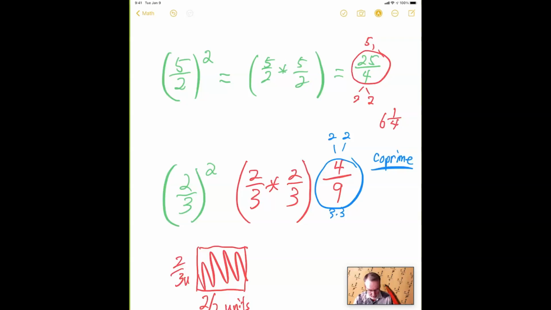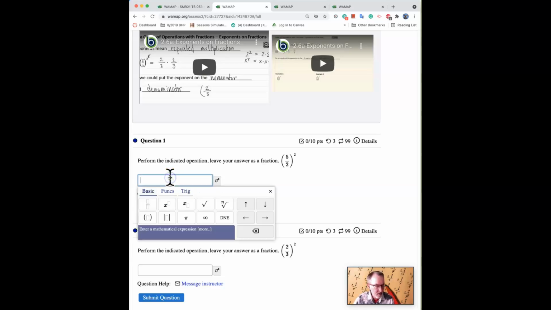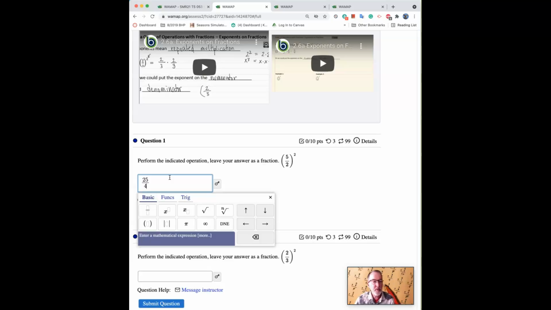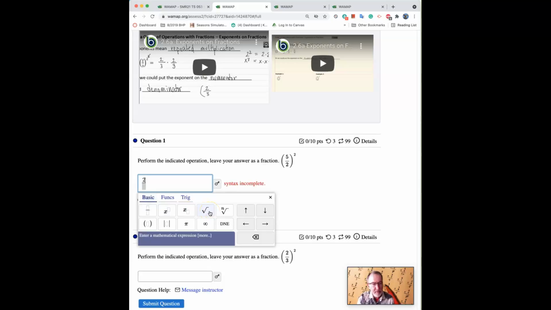All right, so let's go back to WAMAP, if I can find it, and put those answers in. So our first one was 25/4. So you can put your number in that way, and it will format it for you, or if you prefer, you can use these buttons and click the fraction button, put in 25 for your numerator, and then use the arrow key or click down below and put in the 4. Okay, so 25/4, let's try that once more and do an experiment. 25, tab key. So you can use the tab key to navigate inside that box.